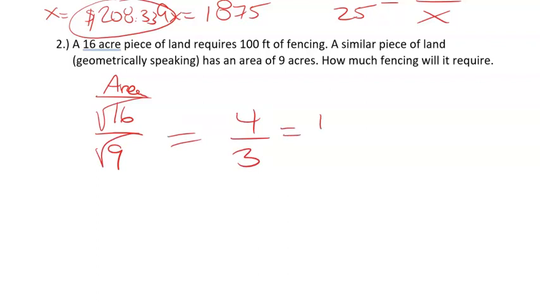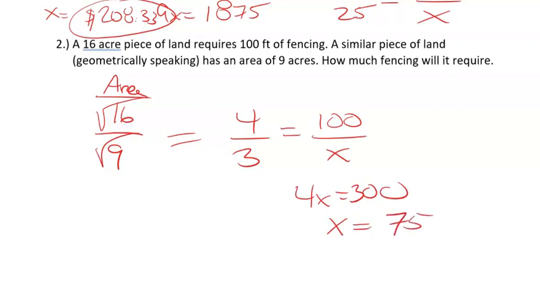And that equals 100 feet of fencing over how much fencing, I don't know. So you get 4x equals 300. And when you solve this, we ask if our answer is reasonable. What do you guys end up getting? 75 feet of fencing. Is that reasonable for our problem? It is.